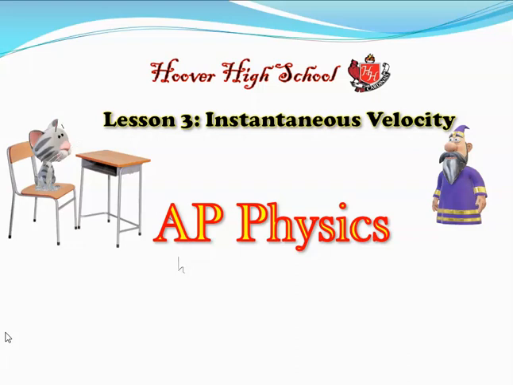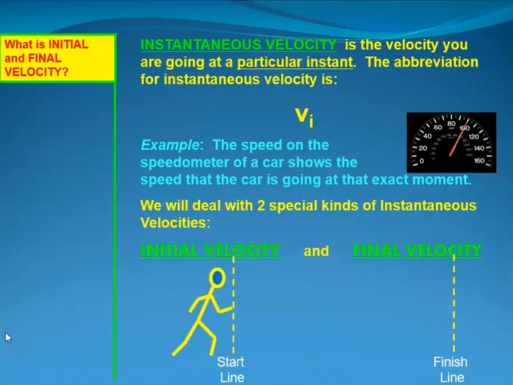AP Physics, we're on to Lesson 3 of the summer assignment, and this is on instantaneous velocity. So what are initial and final velocity and instantaneous velocity as well? Instantaneous velocity is the velocity you're going at a particular instant. The abbreviation for instantaneous velocity is VI, although you'll see it vary somewhat in the textbook and in some of the problems we'll do this year.